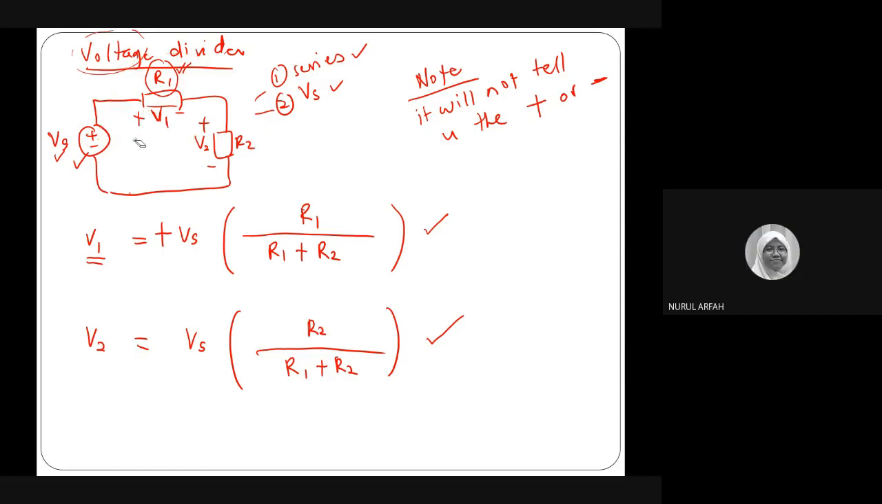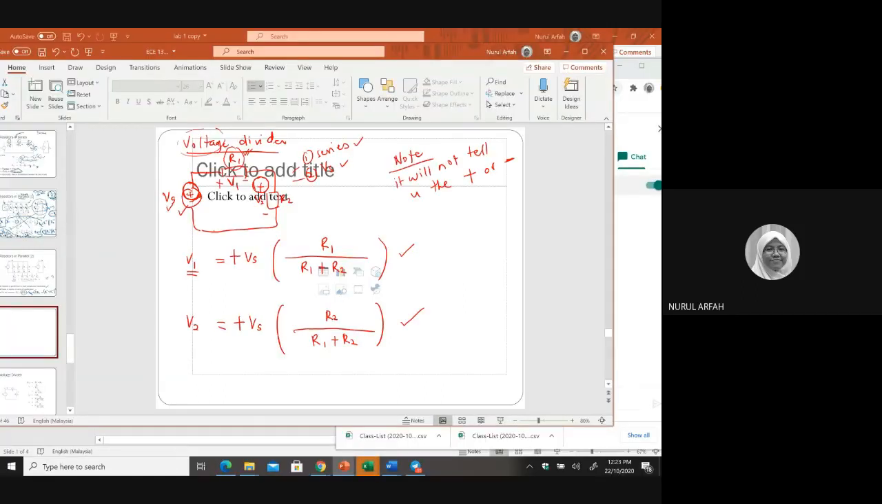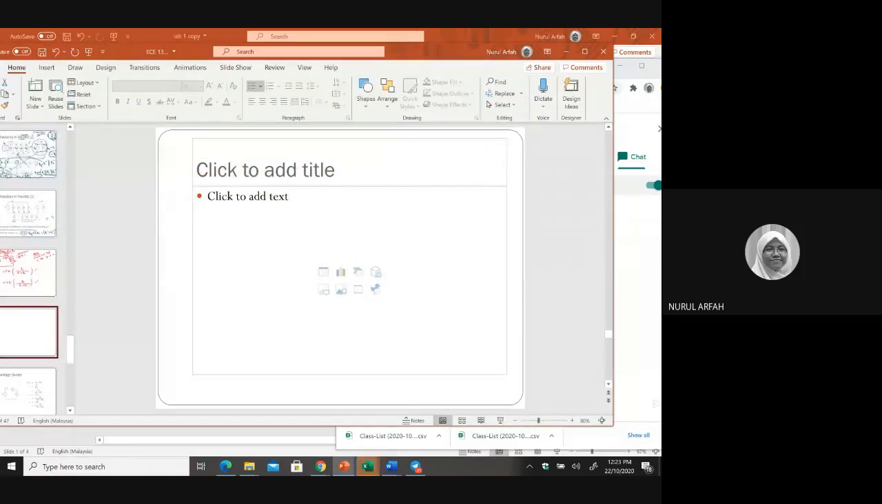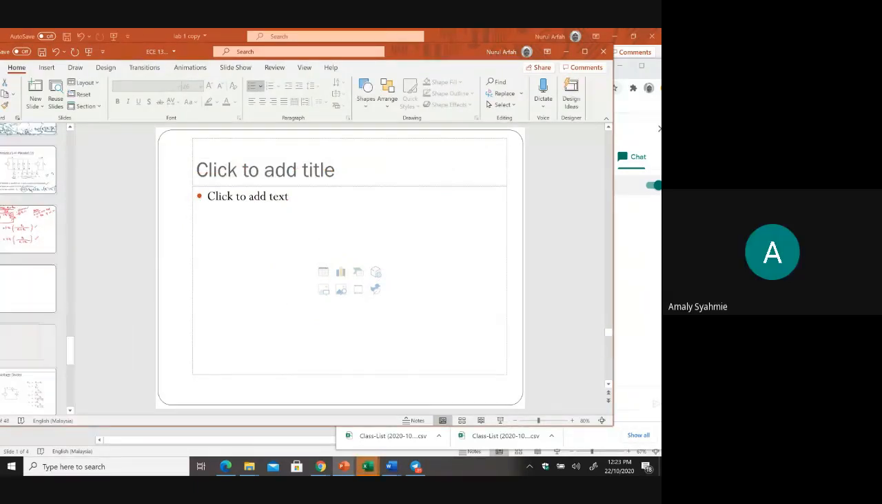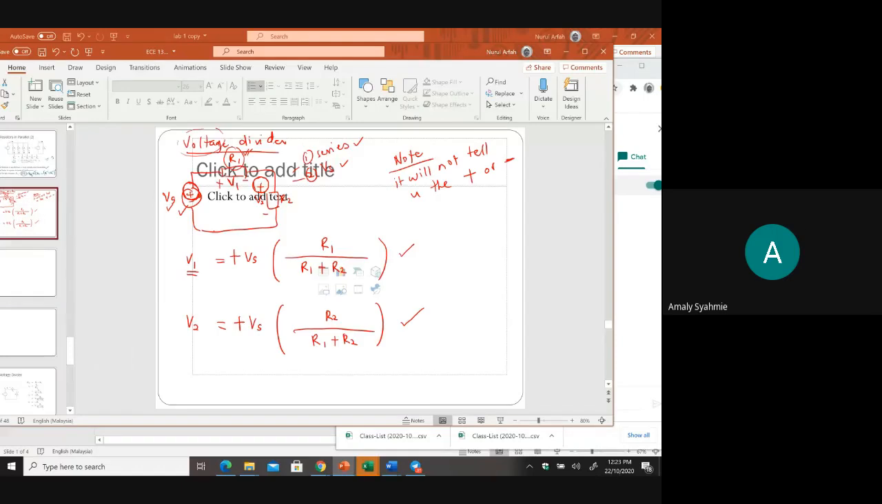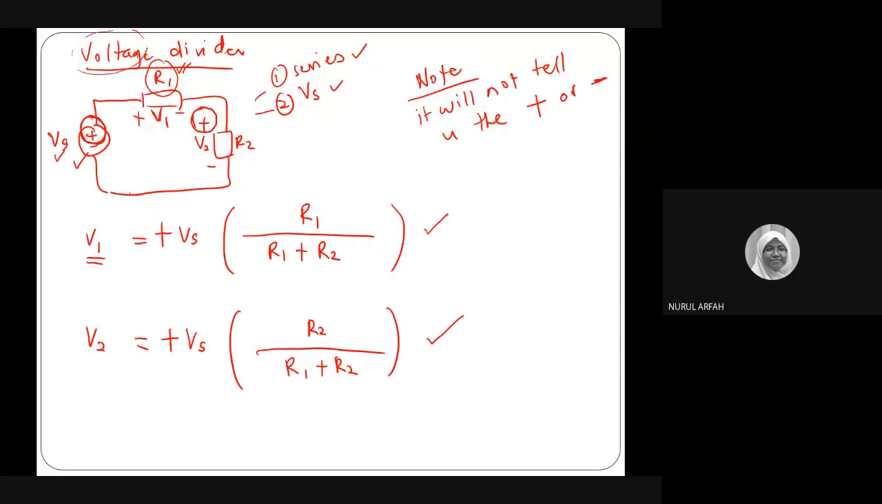And then what about V2? This is a plus, and this is also a plus. What do you think? Positive. Yes, positive. Okay, good. Do you have any question before we try another one? So we just need to compare with the voltage source sign. Yeah, you need to compare with the polarity of the voltage source.